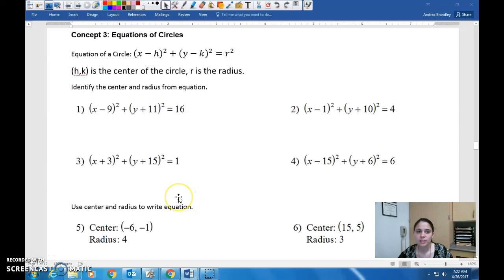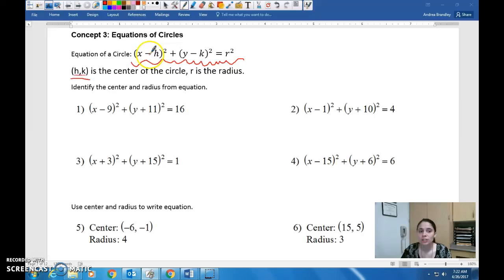So this video discusses the equation of a circle and various properties of that. I'll start by just showing you the standard form for the equation of a circle, which is right here. So we have (x minus h) squared plus (y minus k) squared equals r squared. (h, k) is the center of the circle.